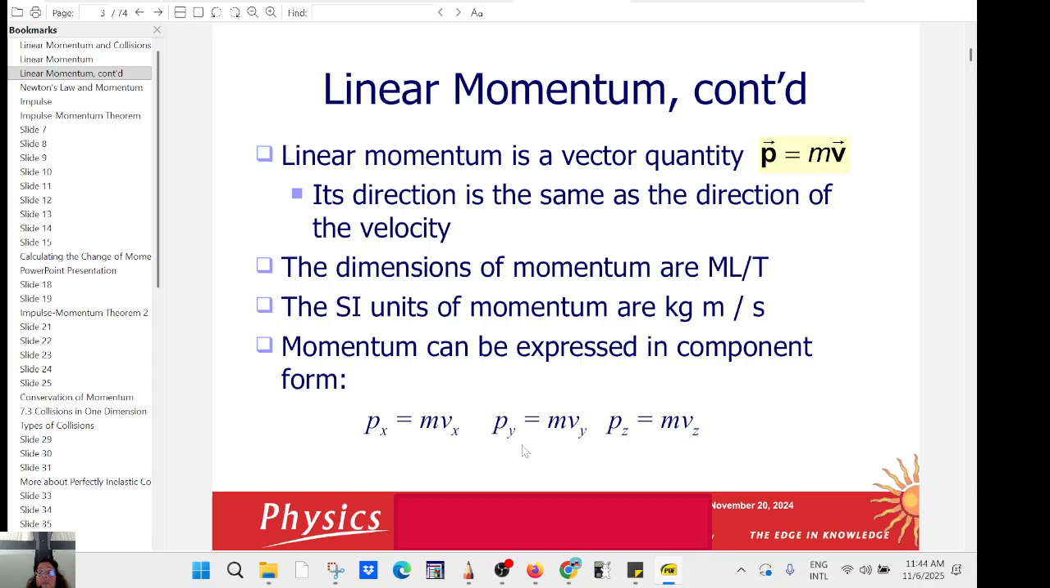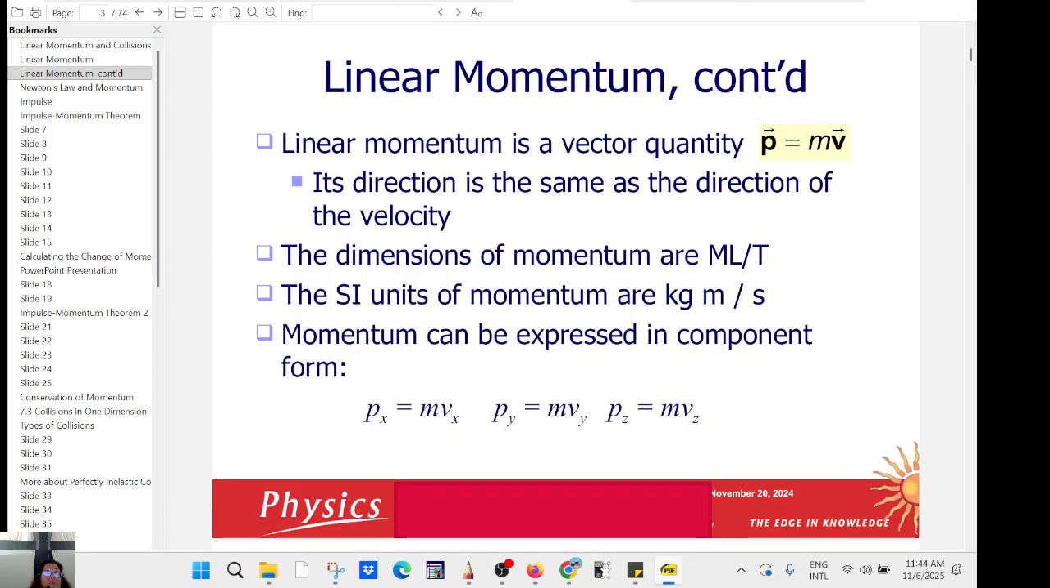Because it's a vector, it has an x component, a y component, and a z component. The unit is mass, kilogram, times speed, meter per second. So it has a direction. For now, we're going to focus on 1D. So momentum can be positive if it's moving to the right, negative if it's moving to the left.